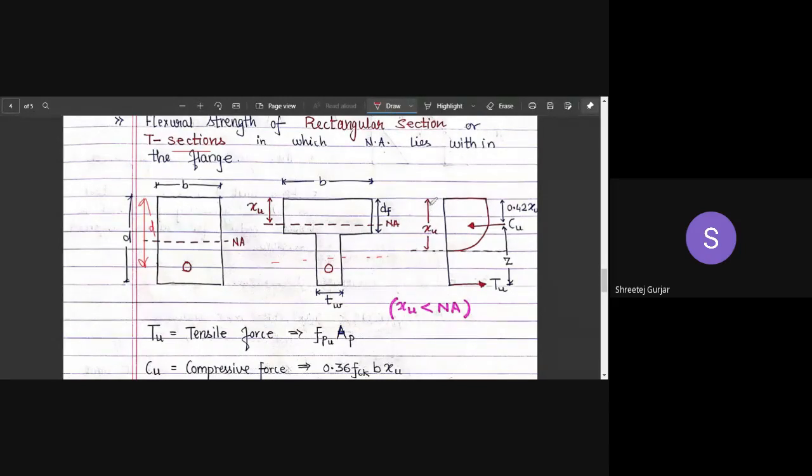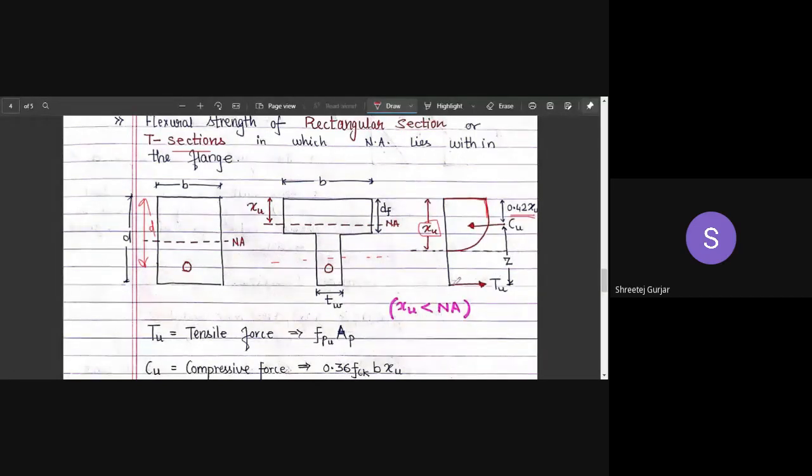So this is the depth of your neutral axis, XU. XU is denoting the depth of your neutral axis. Then this is the compressive stress, initially straight and then parabolic going up to this point. This is the resultant compressive force, denoted by Cu. The depth of this Cu is at 0.42 XU.